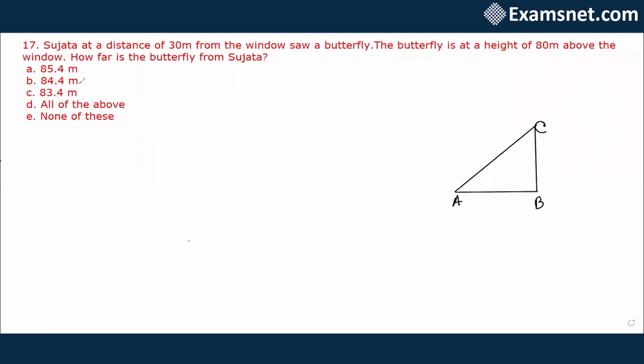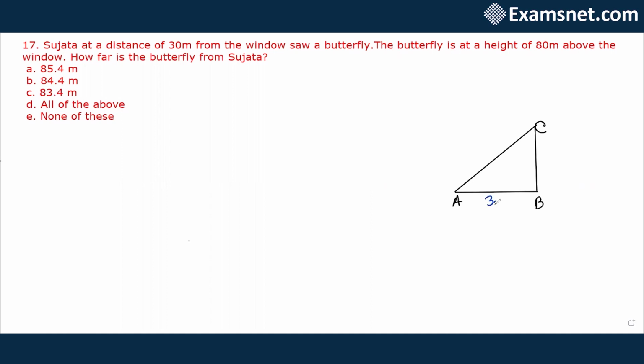Question number 17 states that Sujata, at a distance of 30 meters from the window, saw a butterfly. The butterfly is at a height of 80 meters above the window. How far is the butterfly from Sujata? Let's say Sujata is standing at the position of the point A, and here at the position B is the window, and at the height of 80 meters above the window at the position C, there is a butterfly. Okay, so this will be the construction of the above scenario.